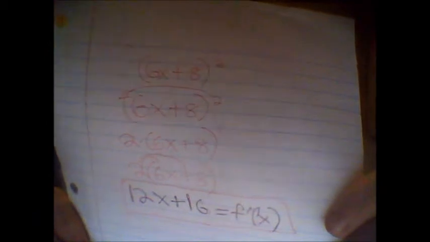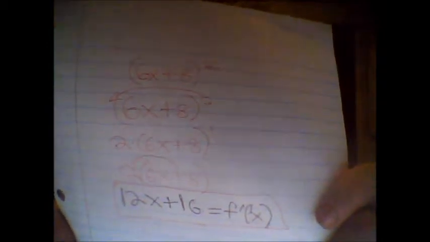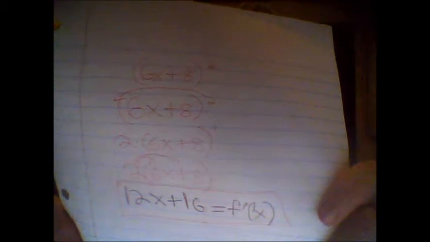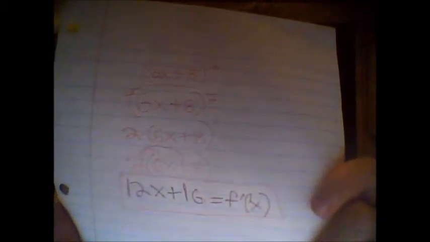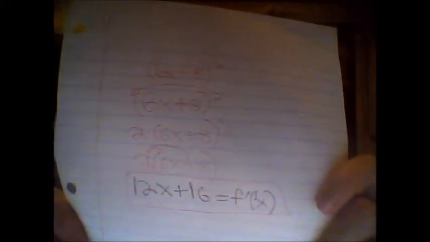Remember, after you use the chain rule and move the power in front of the equation, you drop the power by 1 every time. Now you have 2 times (6x plus 8), like I said, and you can use the distributive property. So you multiply 2 times 6x and 2 times 8. So your final equation would be 12x plus 16 equals the derivative.